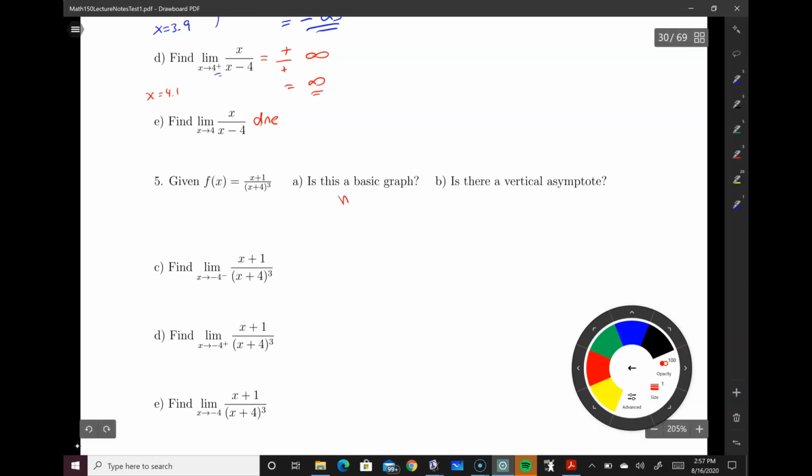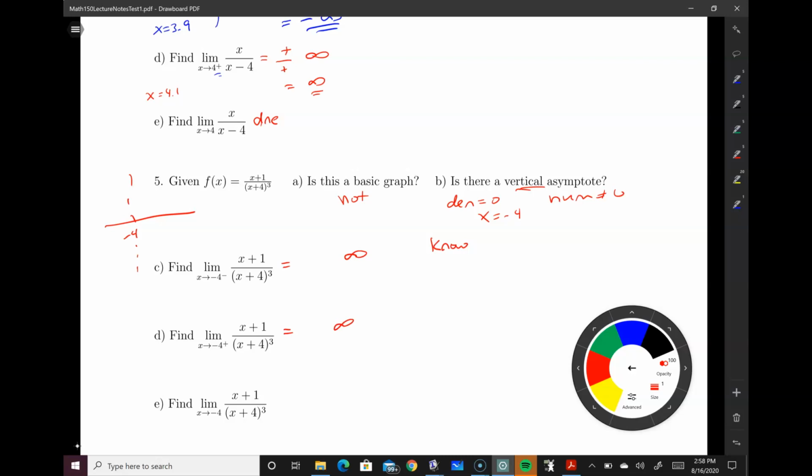So this is not a basic graph. Is there a number that makes the denominator 0 and the numerator not 0? Yes, x equaling negative 4. So x equals negative 4 is a vertical asymptote. I'm not even going to draw, I'm just going to put negative 4 here. I know it's a vertical asymptote. So then I know these answers here will both be infinity. So it's my job to figure out the sign of the infinities.